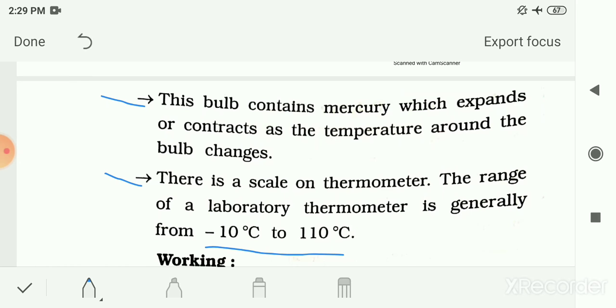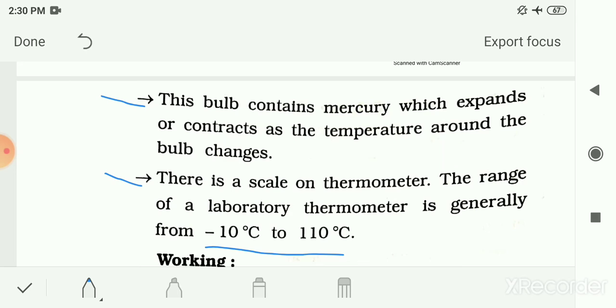It consists of a very long narrow glass tube which has the capillary tube in which the mercury is present, and at one end the capillary tube is connected with the bulb, in which mercury is also present, which contracts or expands according to the temperature of the object placed around this bulb. And there is the scale on this thermometer, and the range for this thermometer is -10 degrees Celsius to 110 degrees Celsius. So this is the laboratory thermometer.